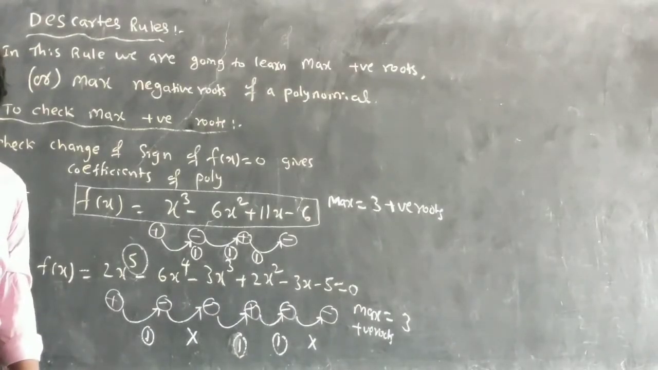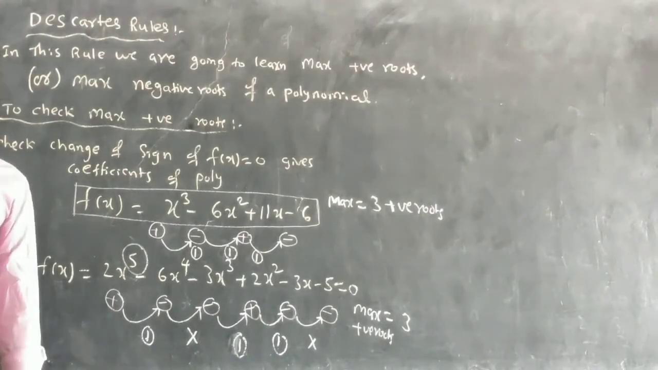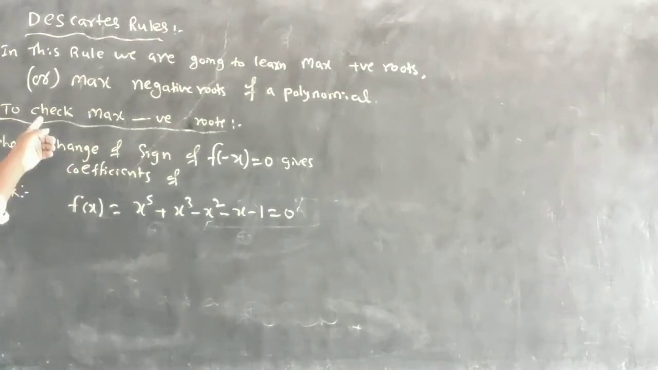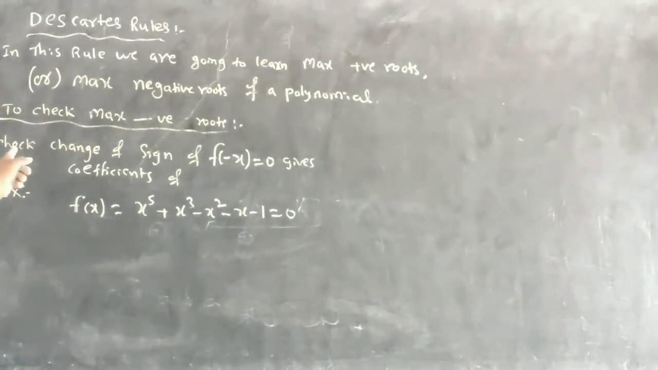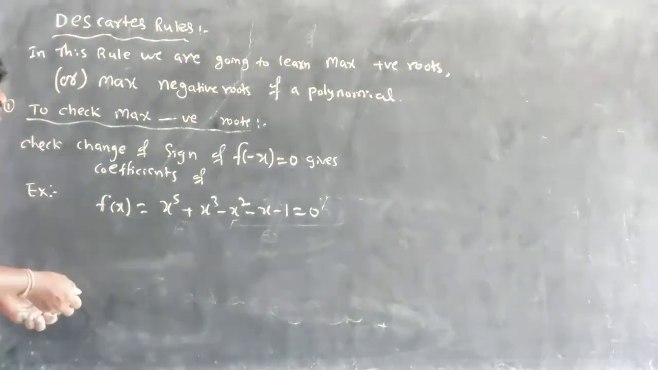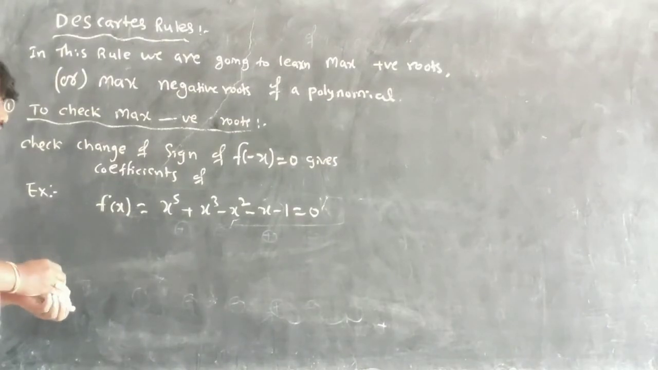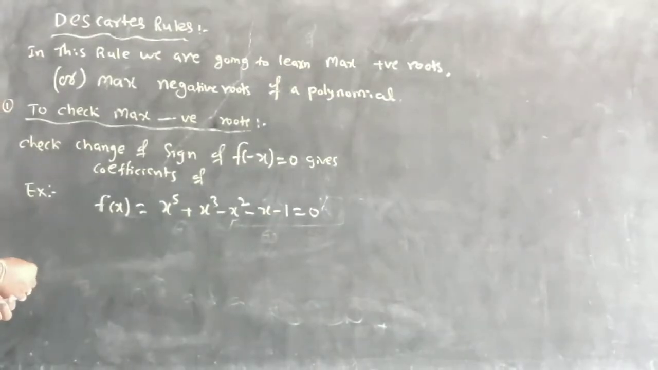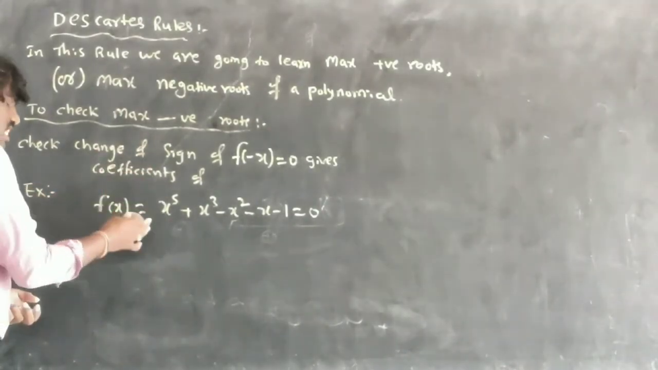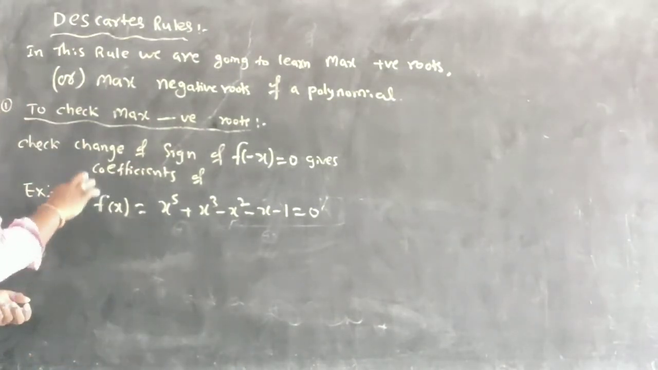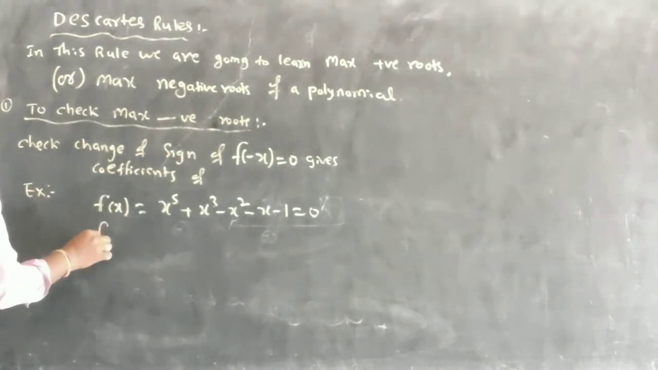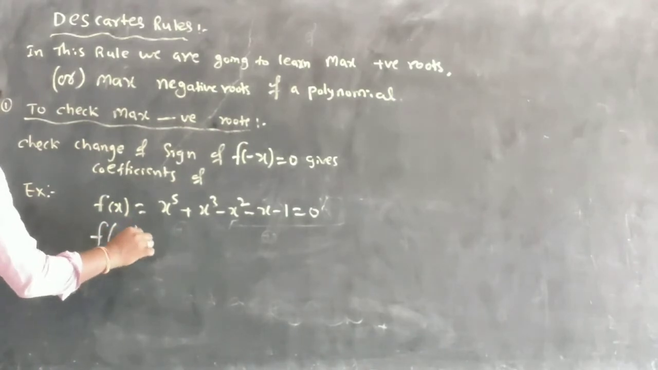Hope you understand. Let us see about negative roots also. To check the maximum number of negative roots, we have to check the sign changes of f of minus x equal to 0, then you will get the answer. For example, you have f of x like this, and this polynomial is of degree 5, so it has 5 roots. In that, how many are maximum negative roots? If I want to know, then I replace f of x with f of minus x.